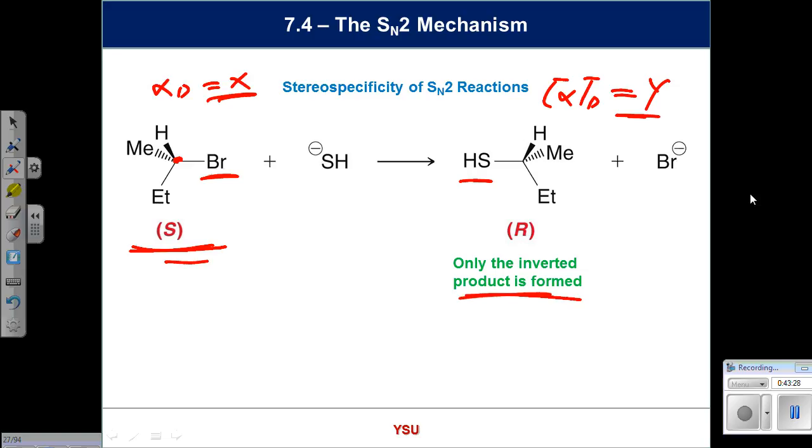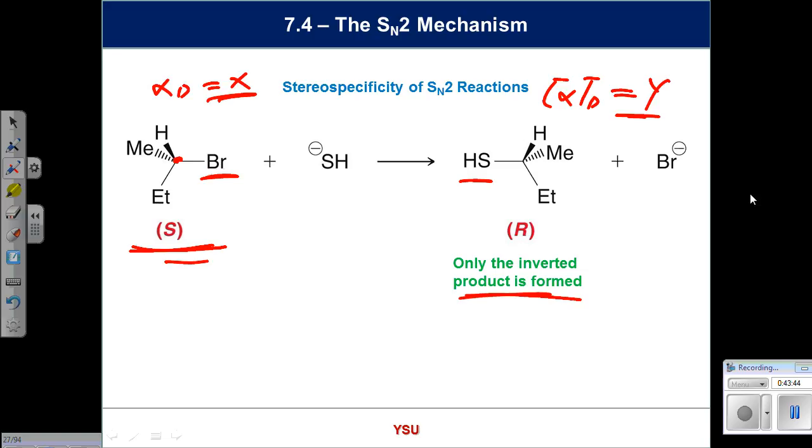Plus, if you want to work out whether it is unimolecular or bimolecular, you just do the experiment. You add more nucleophile, does it go faster? Yes, it does. So it's dependent on the nucleophile. You add more substrate, does it go faster? Yes, it does. So the slow step, in this case only one step, is dependent on both. That's why it's a bimolecular process.